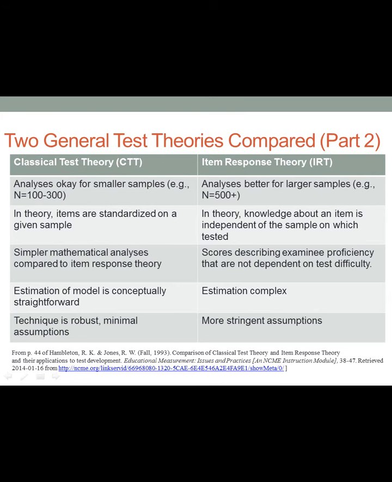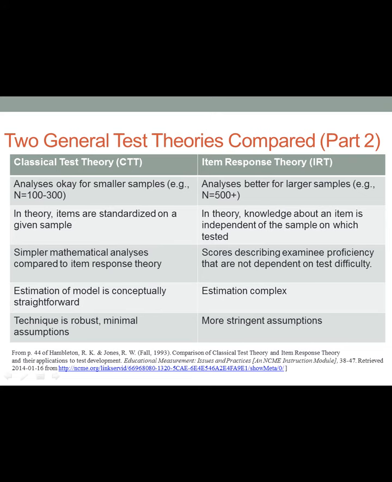Item response theory, on the other hand, requires larger samples. You usually like to have 400 or 500 at the minimum, although I've seen researchers use 100 or 200, in which case I usually flip the page and don't read the study, because that's usually not enough.